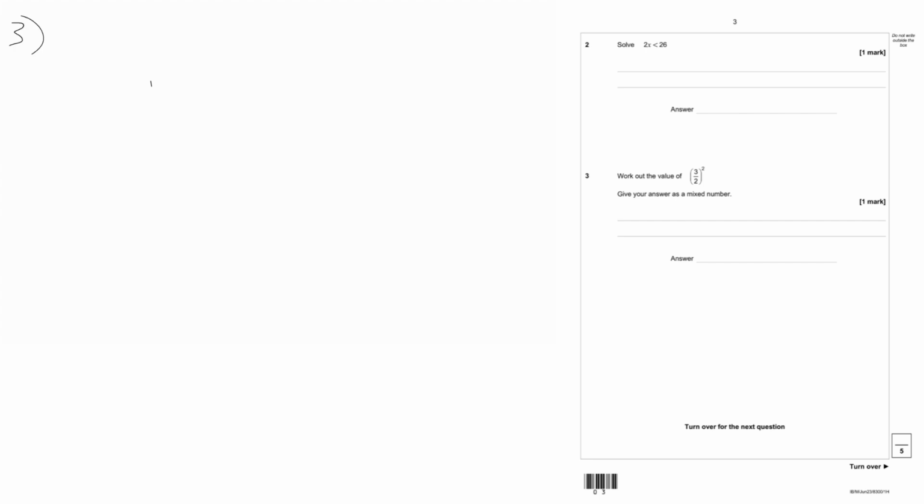Question 3, here we have work out the value of 3 over 2 squared, and we want to represent this as a mixed number. So let's just write this out. So this is 3 over 2 times 3 over 2, which is 9 over 4.